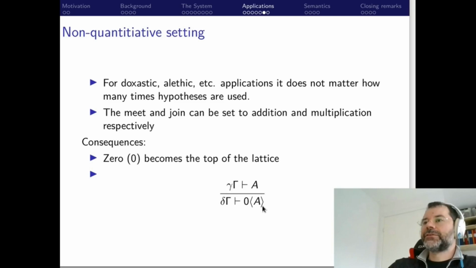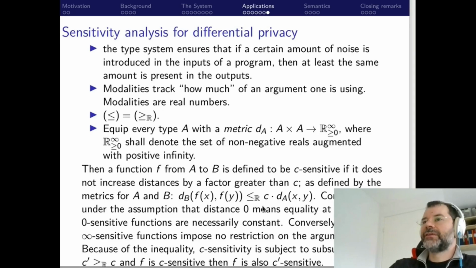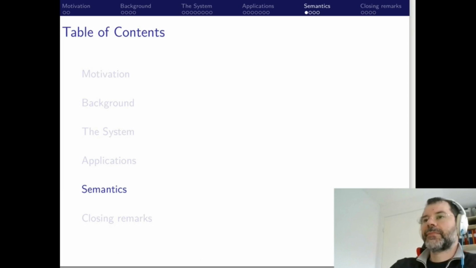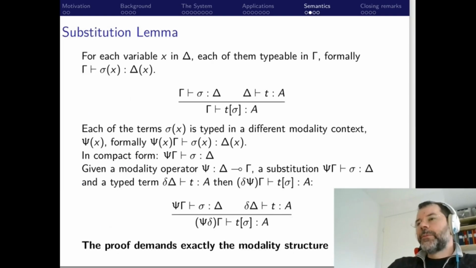A last application where precise quantities are tracked is sensitivity analysis, which you can read about in the paper. Let's now turn to the meta theory. We consider first operational semantics, whose cornerstone is the substitution lemma. The proof follows the usual structure, but we have additionally to express how modalities are transformed by substitution.